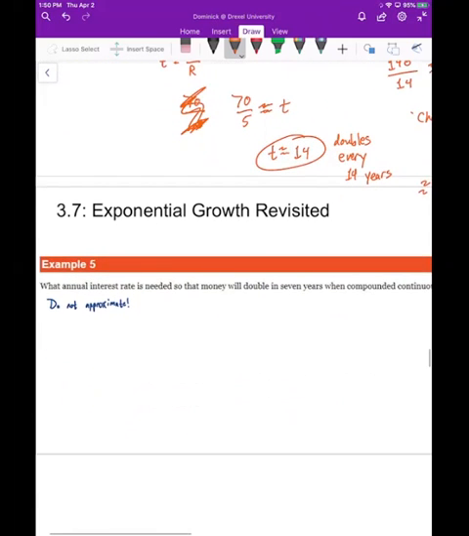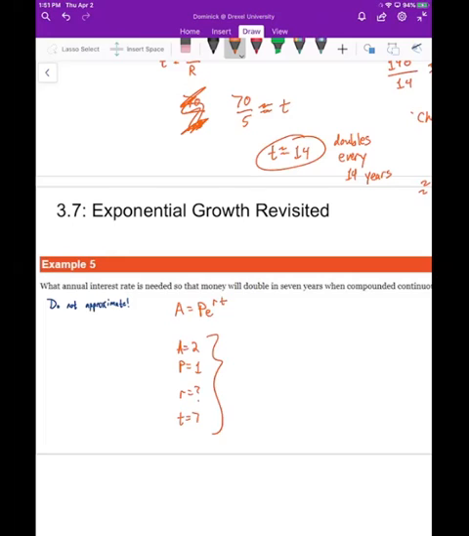Okay, now here I said do not approximate. I want to know what interest rate would be needed so that money will double in 7 years when compounded continuously. And once we find our answer, we'll compare it to the approximation. The idea is that if we're using continuous compounding, I need A is equal to P times e to the rt. Now, if we're doubling, we'll set A equal to 2 as long as P is equal to 1 again. And r is what I'm finding. And I want this to double in 7 years.